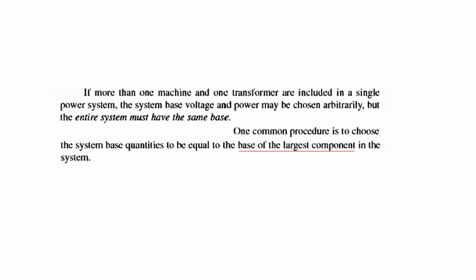And the final note: if more than one machine and one transformer are included in a single power system, the system base voltage and power may be chosen arbitrarily, but the entire system must have the same base. One common procedure is to choose the system base quantities to be equal to the base of the largest component in the system. So if we have to deal with more than one, then we have to keep this point in mind.